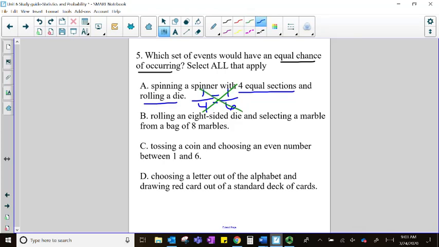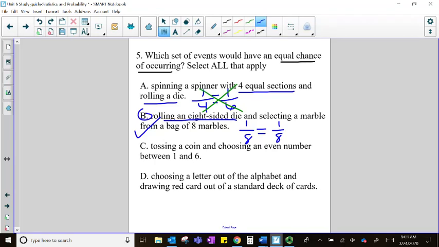Rolling an 8-sided die and selecting a marble from a bag of 8 marbles. First one, rolling an 8-sided die, there would be a 1 in 8 chance. Selecting one marble out of a bag of 8, there would be a 1 in 8 chance. So these have the same equal chance of happening, so B is good to go.